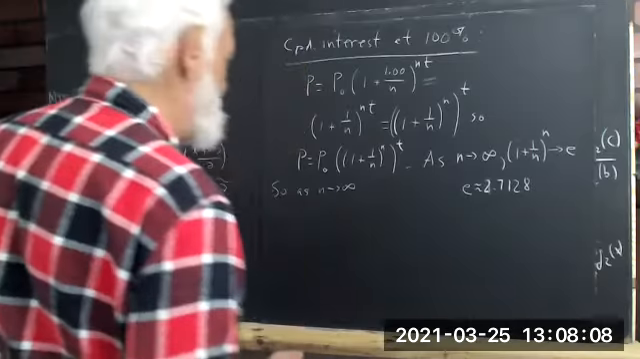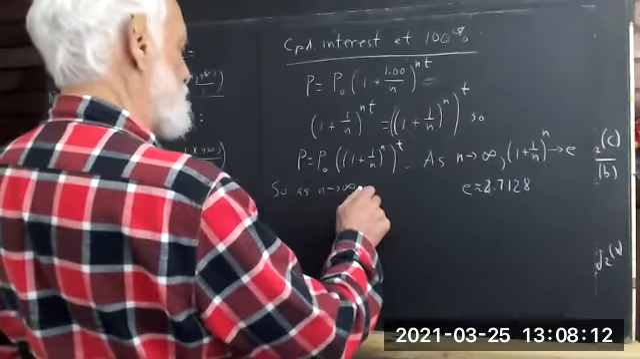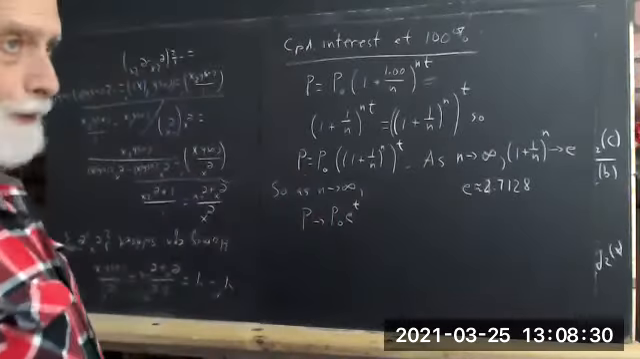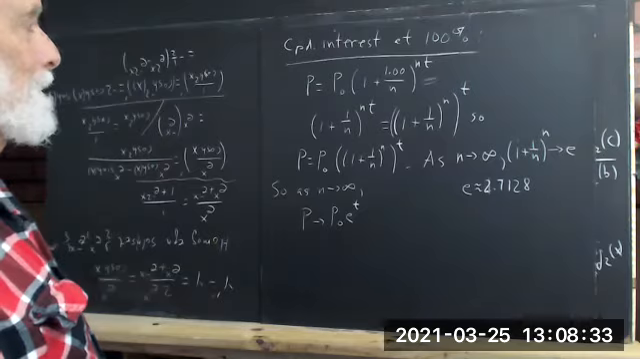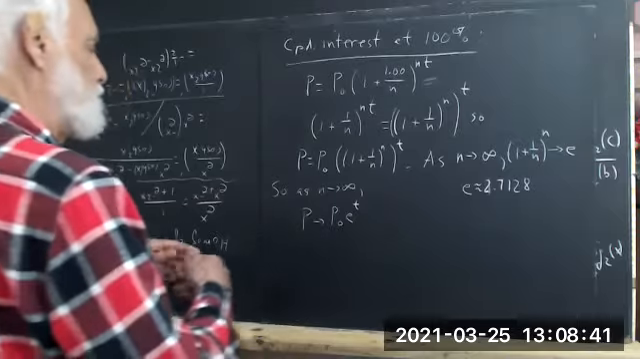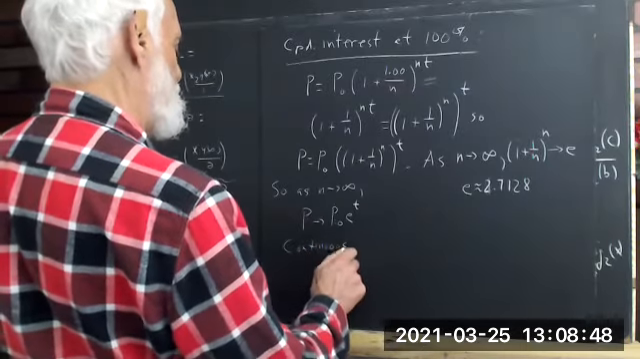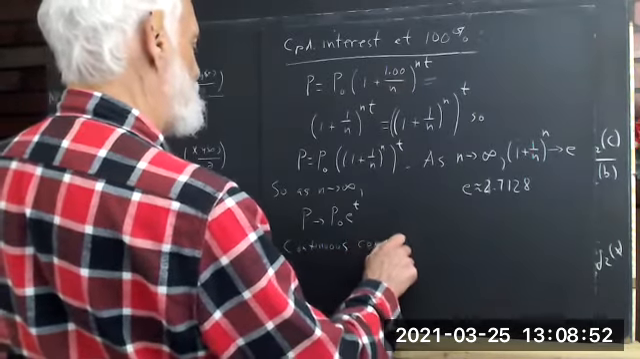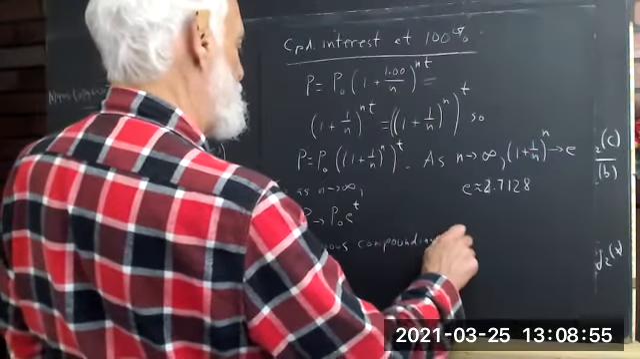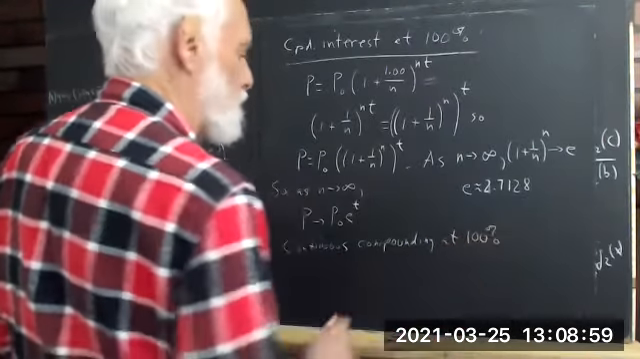Anyhow, as n goes to infinity, and P goes to P naught e to the T. Okay, there's your definition of E. This would be continuous compounding at 100% annual interest.